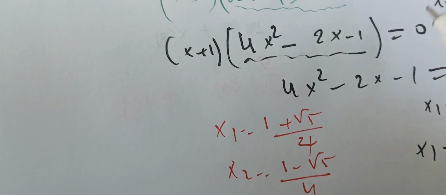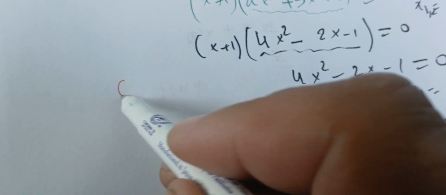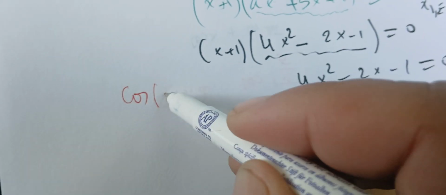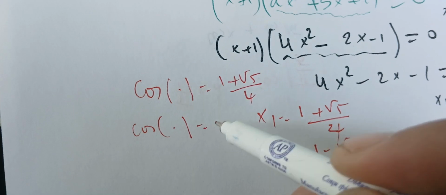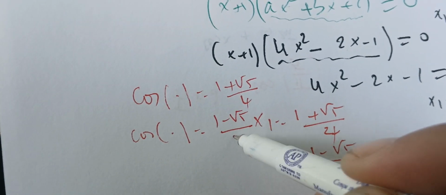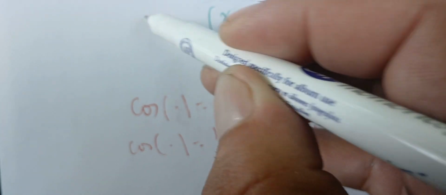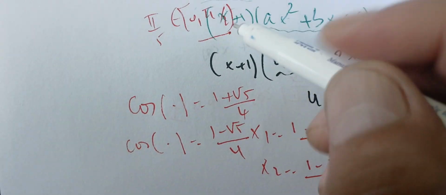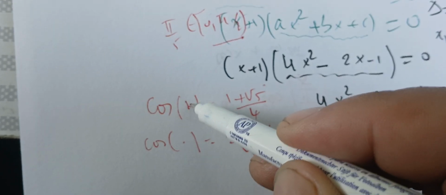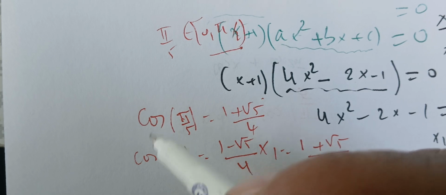Okay, so that means here, my big X is just the cosine. So I have the cosine of something is 1 plus square root of 5 over 4, and I have the cosine of something is 1 minus square root of 5 over 4. But I know that pi over 5, which is a solution, is in 0 to pi over 2. Therefore, its cosine is positive. Okay, so this is my pi over 5. Okay, so therefore, I found the cosine of pi over 5.